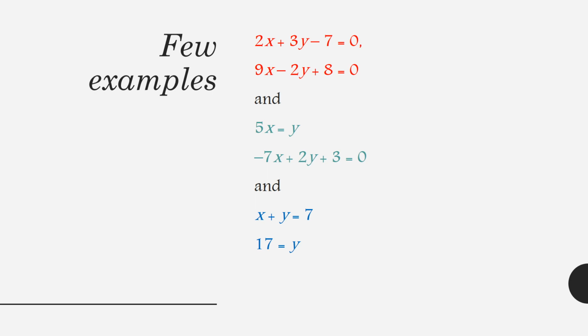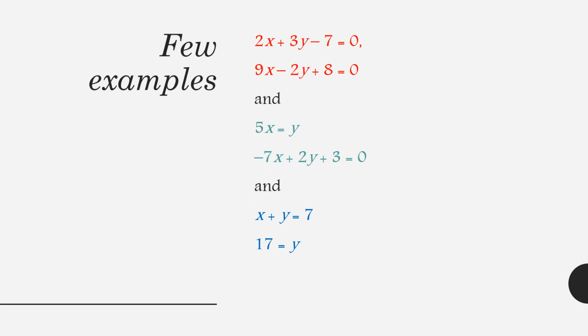2x plus 3y minus 7 equal to 0. 9x minus 2y plus 8 equal to 0. Here we can observe the coefficient of x is 2, which is not equal to 0. Coefficient of y is 3 in the first equation. In the second equation, coefficient of x is 9. Coefficient of y is minus 2, which is also not equal to 0.